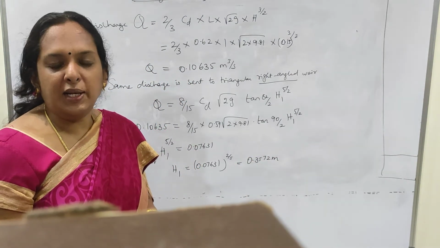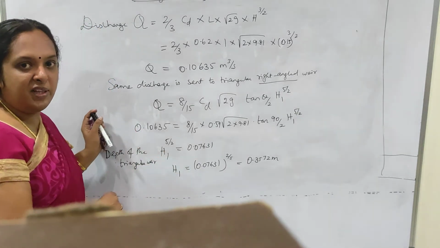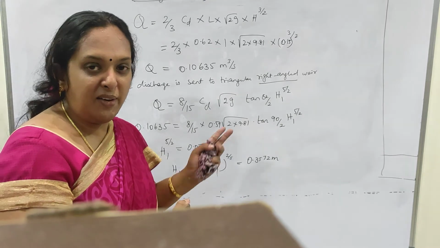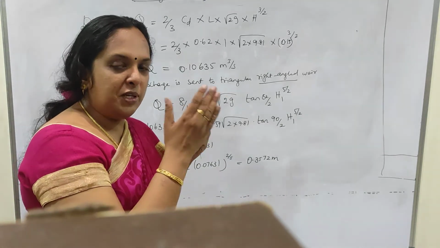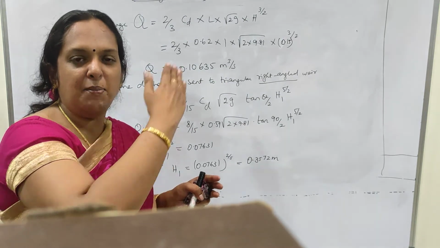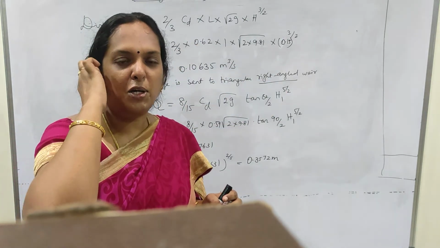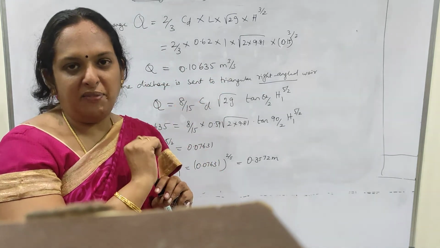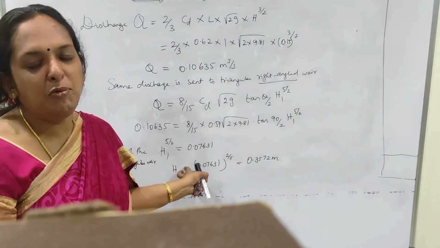So what we have seen is a problem with respect to a rectangular notch as well as a triangular notch, also a rectangular weir as well as a triangular weir. The same discharge flowing over the rectangular weir is passed on to the triangular weir, and they ask you to find out the depth of water over the triangular weir. So we have found it out. We will go with one more problem now.